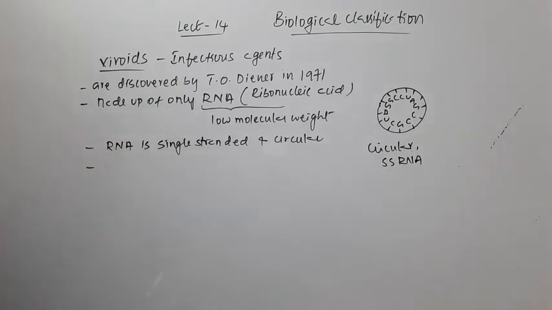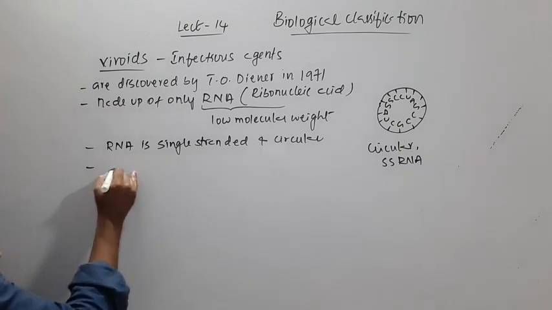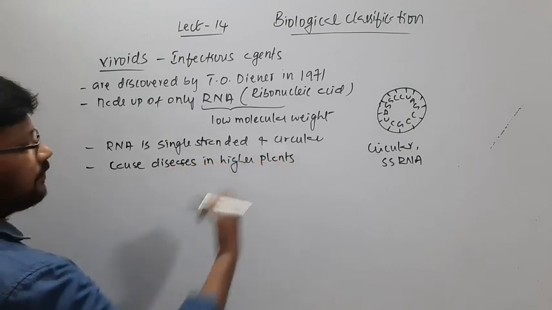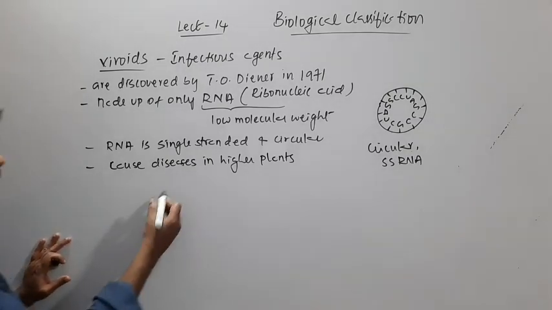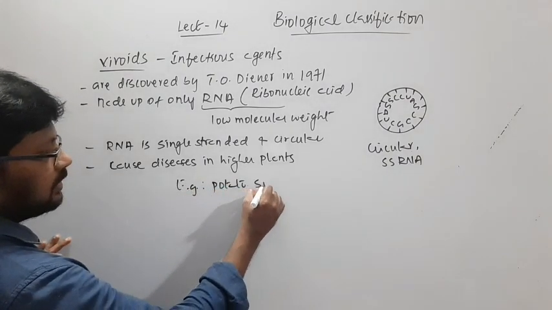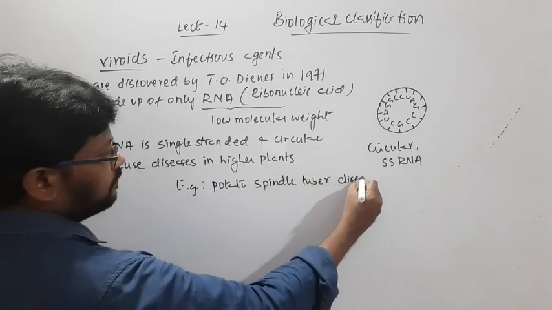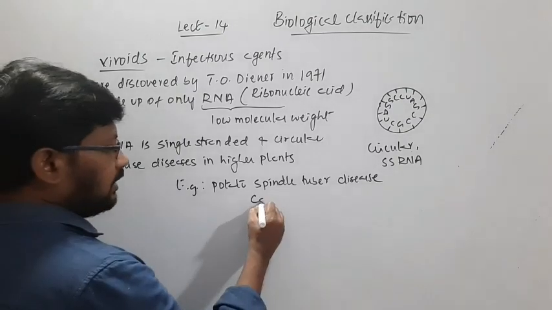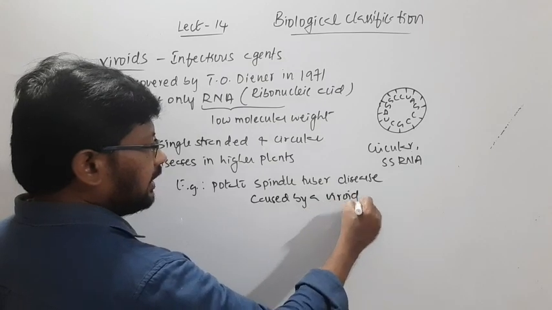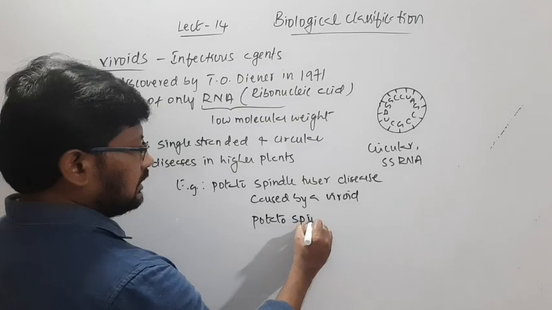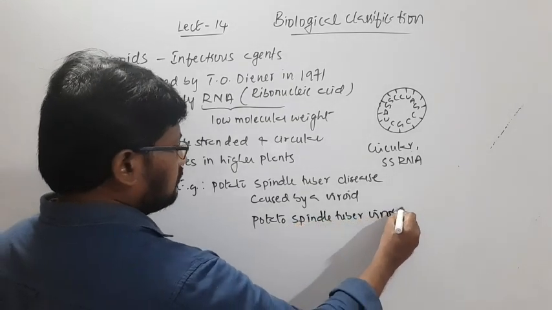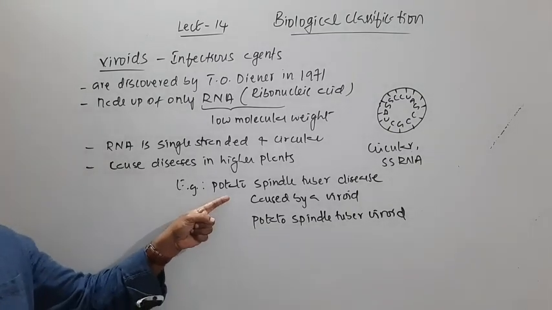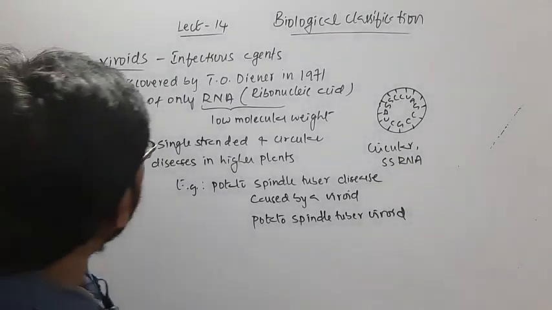Okay, right. And these viroids cause diseases in higher plants. One example of a disease is potato spindle tuber disease. So this potato spindle tuber disease is caused by a viroid, and its name is potato spindle tuber viroid. Okay, so this is the viroid that causes this disease. So that's about viroids.